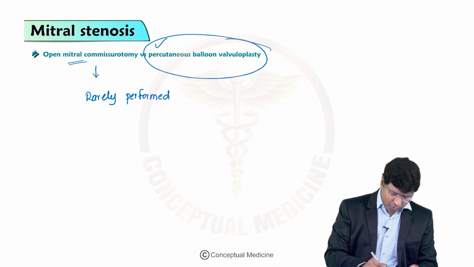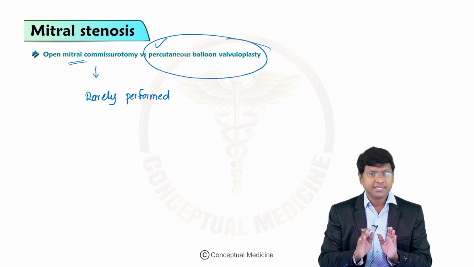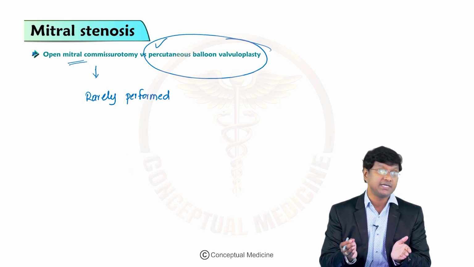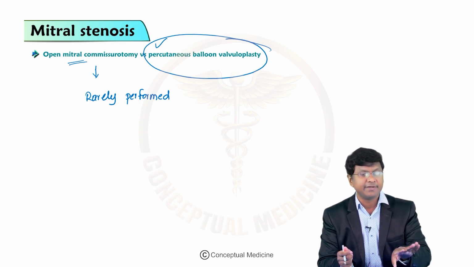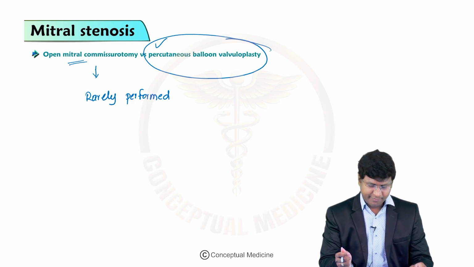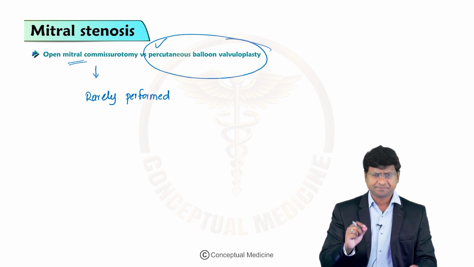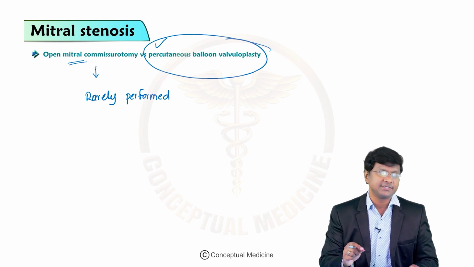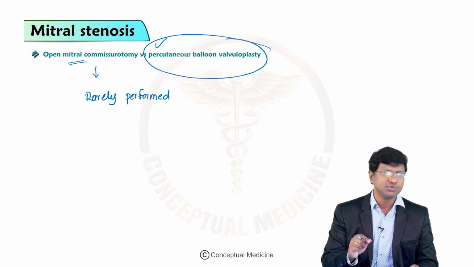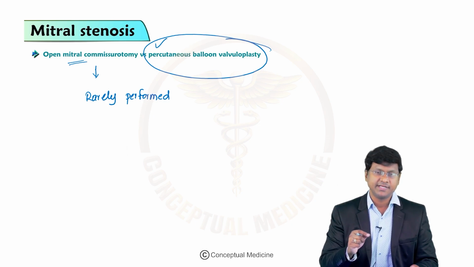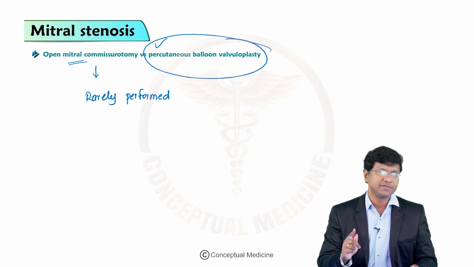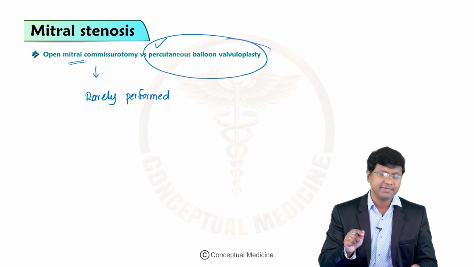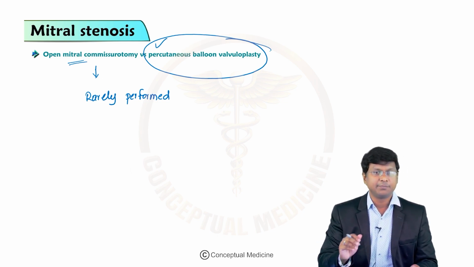Open mitral commissurotomy is an open heart type of surgery. You will cut open the chest, reach the mitral valve, take out the mitral valve and put in the prosthetic mitral valve. But percutaneous balloon valvuloplasty is done through a catheter. The catheter containing the balloon is passed through the femoral vein up to the level of the right atrium, we puncture the interatrial septum, reach the mitral valve and open the mitral valve with the help of a balloon.